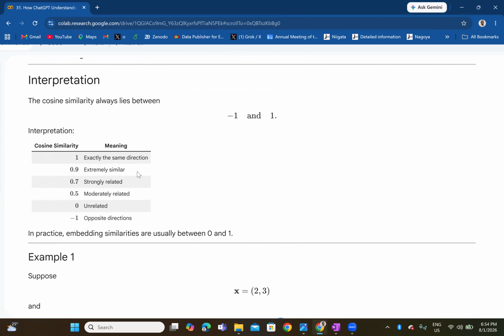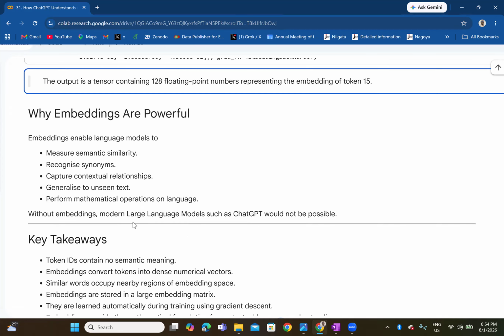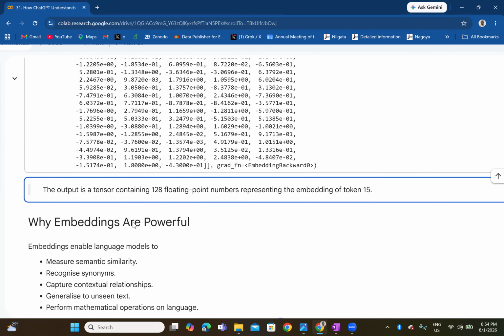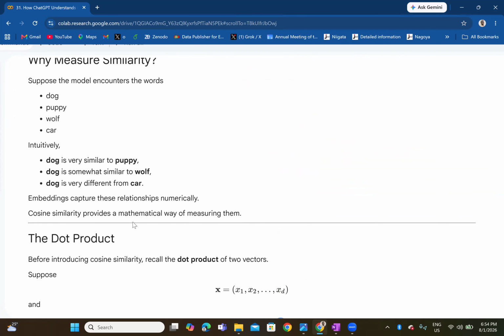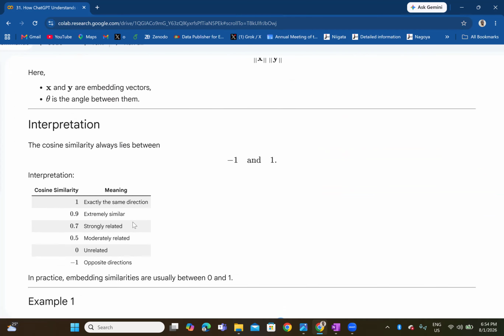0.9 means they are extremely similar. 0.7, they are strongly related. 0.5, they are moderately related. 0, they are totally unrelated. And -1 means they are in perfectly opposite directions. In practice, embedding similarities are usually between 0 and 1.